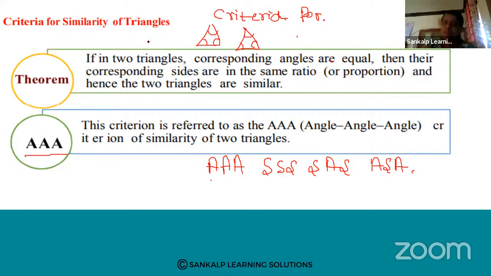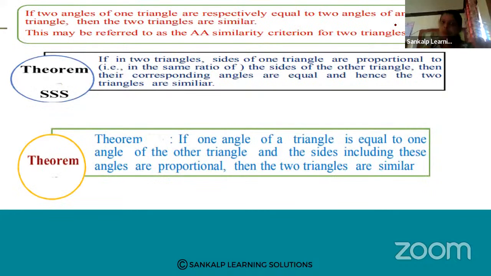Next, if two angles of one triangle are respectively equal to two angles of another triangle, how many angles are equal here? Two angles. This is very, very important. If two angles of one triangle are respectively equal to two angles of another triangle, then the two triangles are similar. This may be referred to as the similarity criteria for two angles. So in this case also we can say that two triangles are similar. Next, another theorem. All these theorems have proofs.